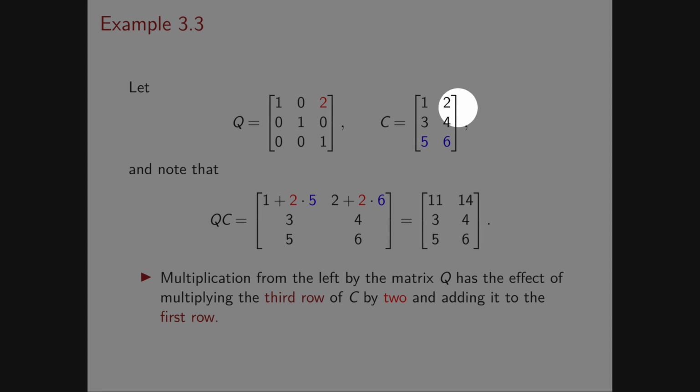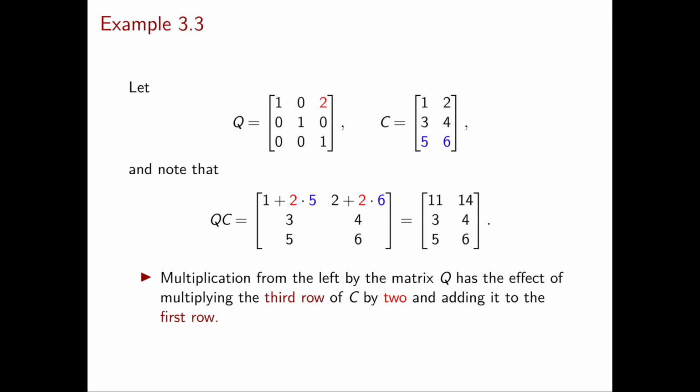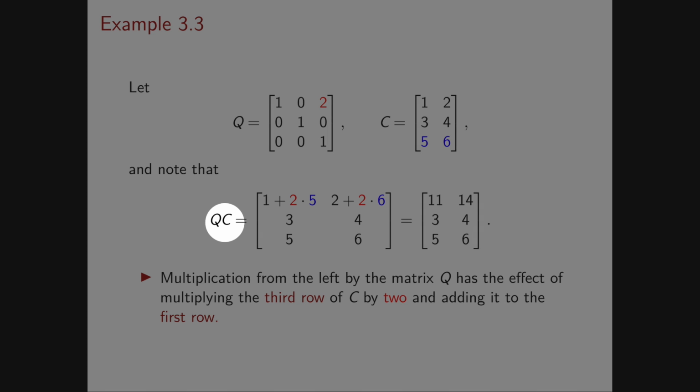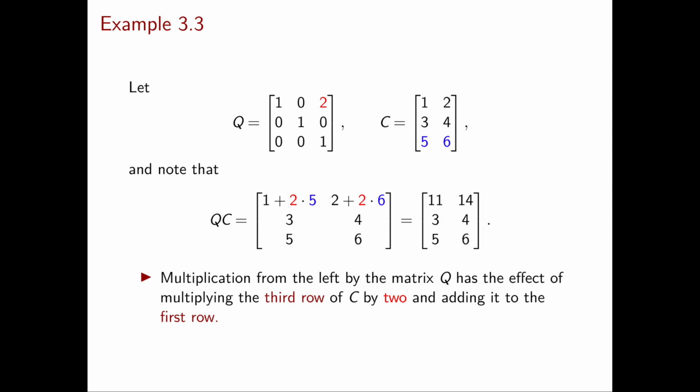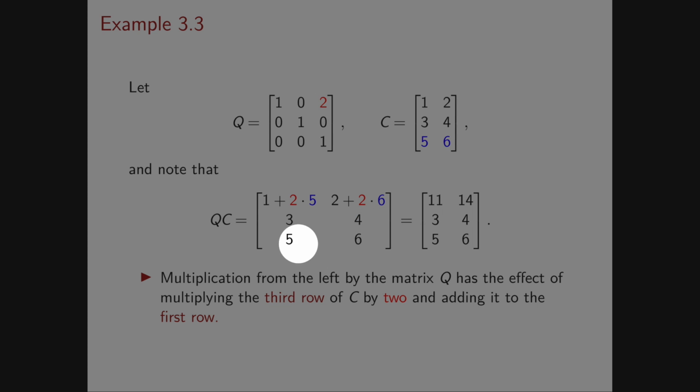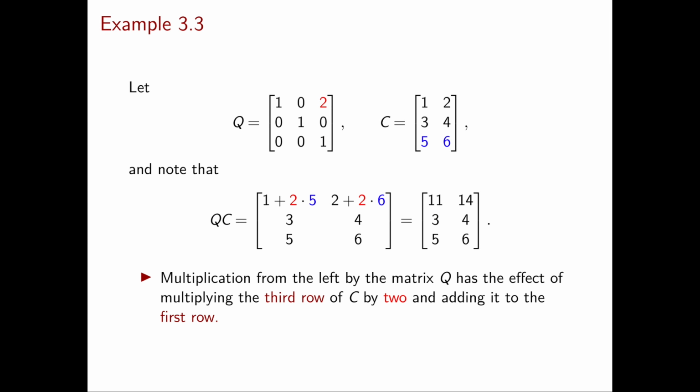Let's start with an example. Let's say we have a matrix C, this matrix over here, and we multiply it on the left by this matrix Q, which is obtained from the identity by replacing this element with a 2. Let's just compute the product QC and see what we obtain. Now the second and third rows of QC are exactly the same rows of C. This is because the second and third row of Q are simply rows of the identity matrix. So if you make this computation, you obtain 3, 4, 5, 6, exactly like here, 3, 4, 5, 6. So things change only in the first row because it's different from the original row of the identity matrix.